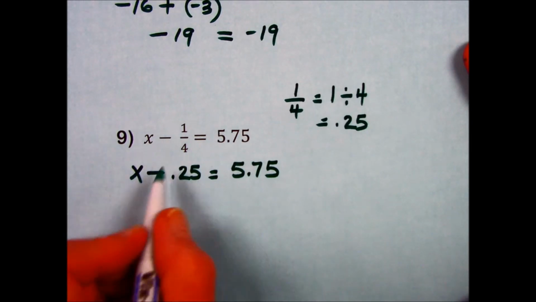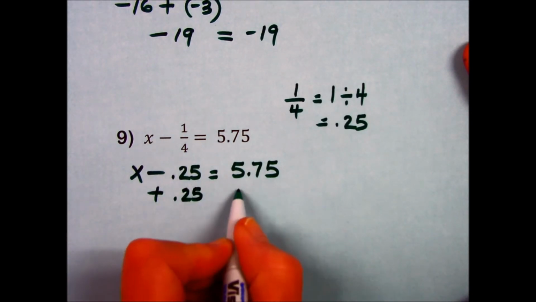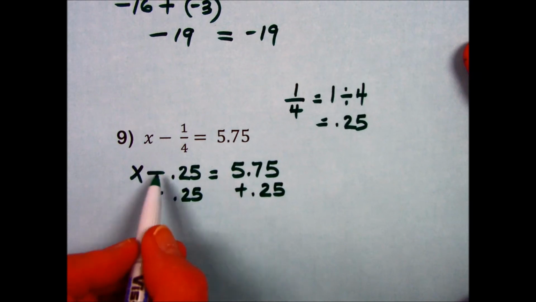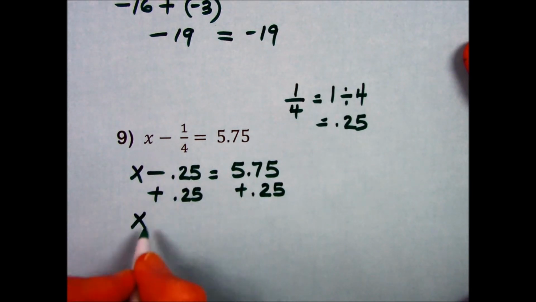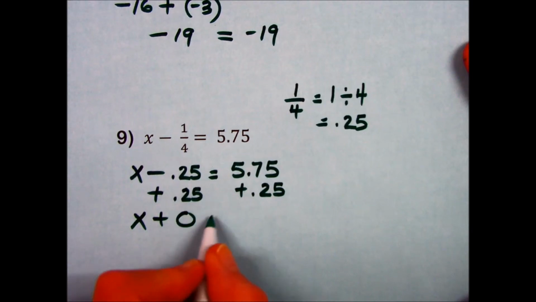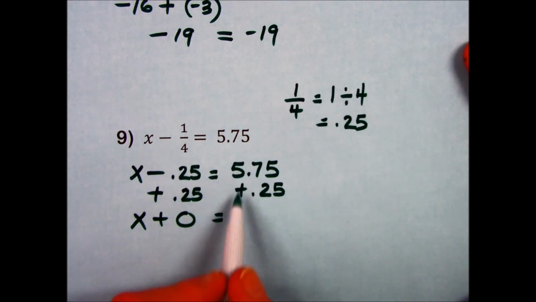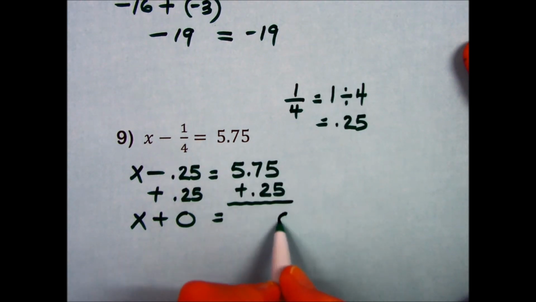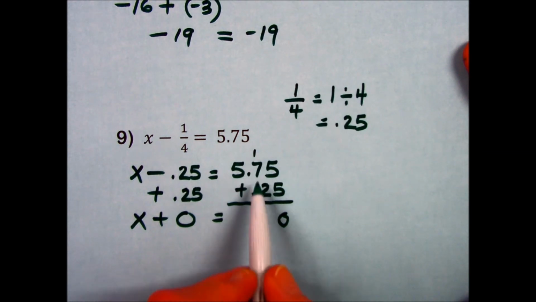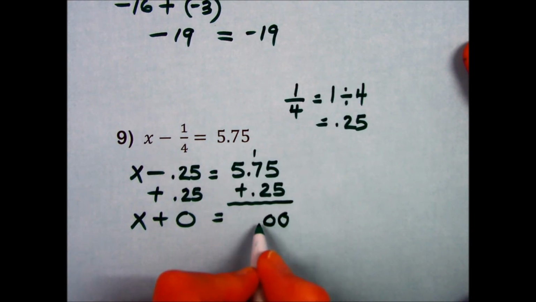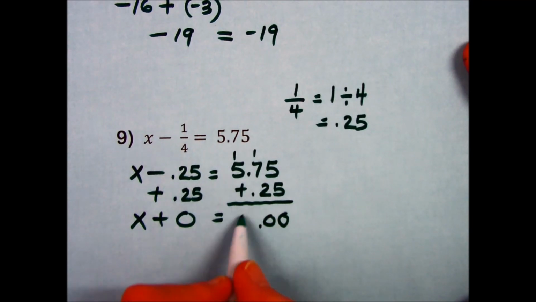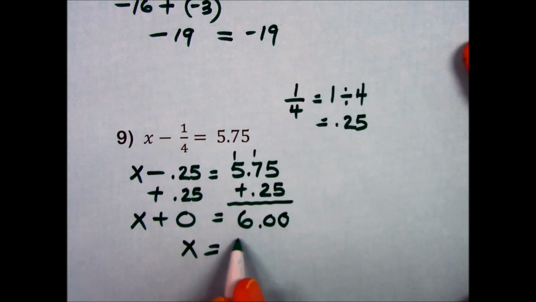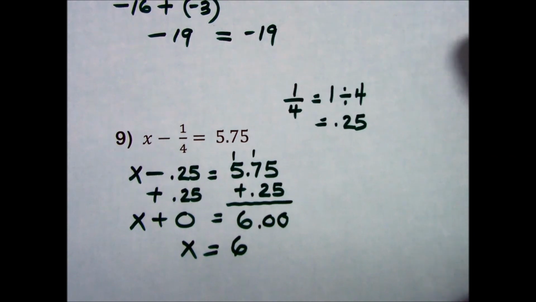Undoing the subtraction from the variable, we'll add. What we add to one side, we need to add to the other to maintain that equality. X minus 0.25 plus 0.25, those result in an addition of 0. On the right-hand side, when I add 5.75 and 0.25, 5 plus 5 is 10, write 0, carry the 1, 7 and 2 are 9 with the 1 makes a 10, carry the 1, 5 and 1 gives us 6. X plus 0 is just x, and dropping the decimal values, our solution appears to be 6.